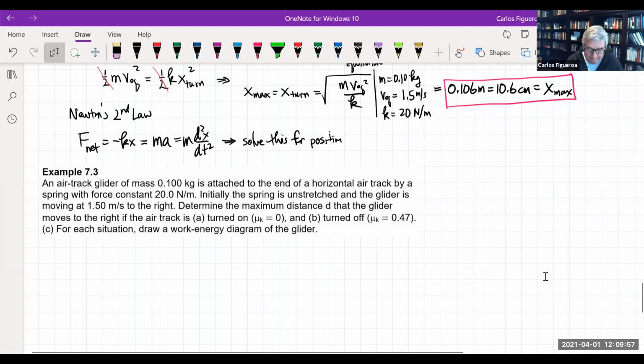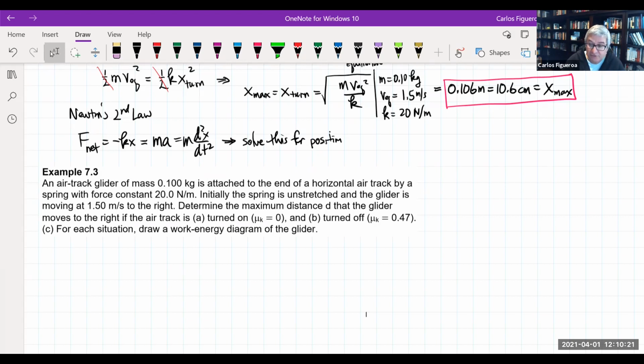Okay. So now we're going to look at B. So now what you do is that, instead of not having any friction, you now have friction. So when I look at this scenario here, we're going to do the exact same thing. So look at our picture here.